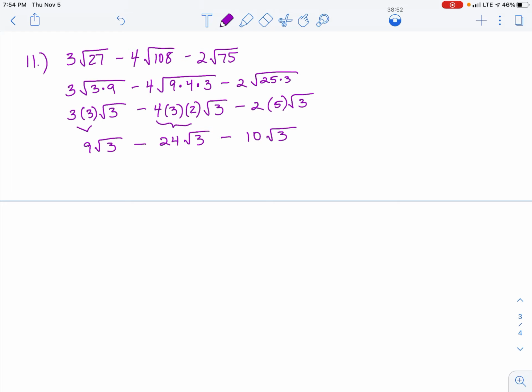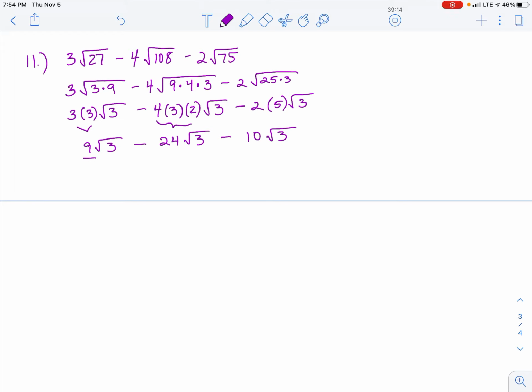Now, because they're all being multiplied with the square root of 3, I always like to think of these like this, like as an example. Don't write this. I'm just saying. It's almost like they have the same term here. It's like they're all x terms, but they're not x terms. They're like square root of 3 terms. Okay, so I can actually combine those like this.